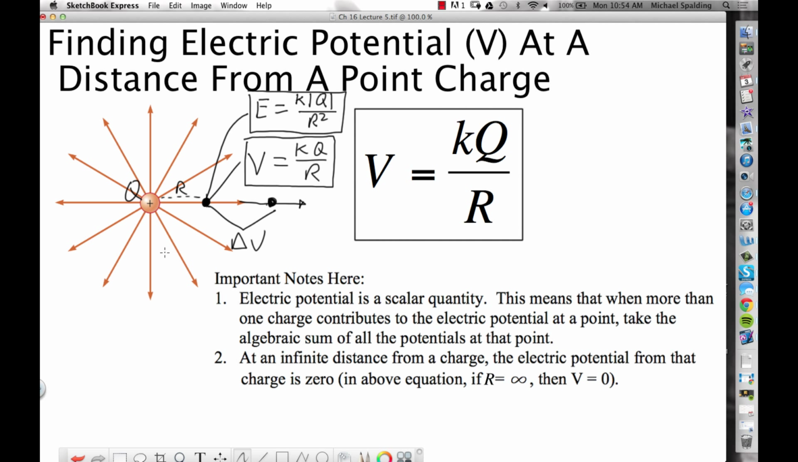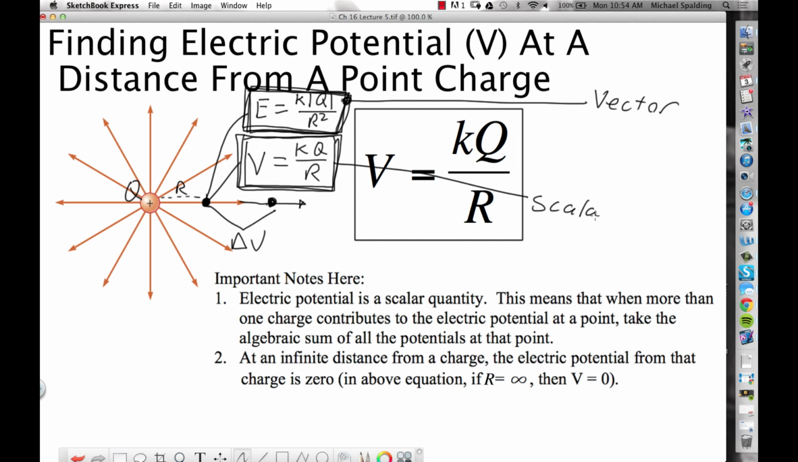Okay, look. Electric fields. Guys, electric fields, scalar or vector? Vector. So look, this is vector. Electric fields are vector. Electric potential is scalar. Okay, now why is that?